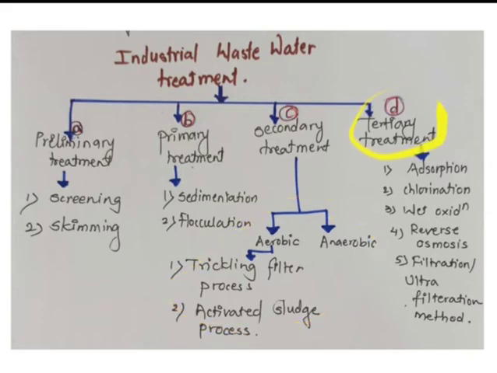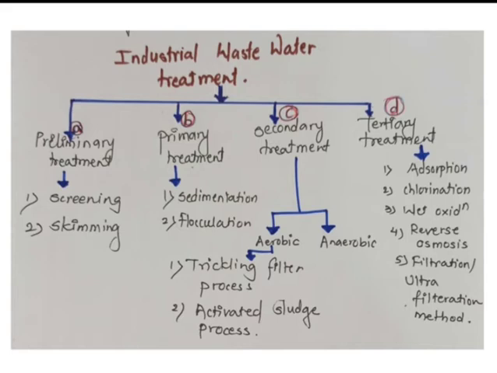The last method is the tertiary treatment. In the tertiary treatment, 5 points are involved: adsorption, chlorination of water, wet oxidation, reverse osmosis, and filtration or ultrafiltration. So these are the 4 types of methods which are useful for treatment of industrial wastewater.